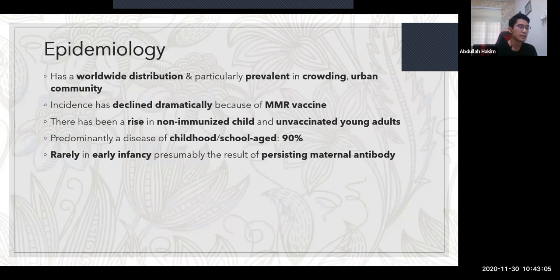It has a worldwide distribution and is particularly prevalent in crowded urban communities. The incidence of mumps has declined dramatically because of the MMR vaccine, but there has been a rise in non-immunized children and unvaccinated young adults. The disease is usually a disease of childhood or school-age children, who make up to 90% of the cases.